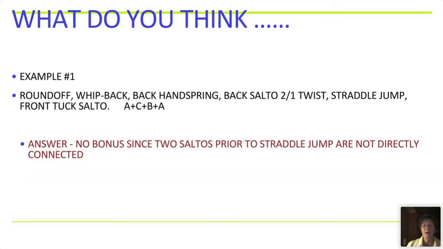Round off, whip back, back handspring, back salto, double twist, straddle jump, front tuck: A, C, B, A. You'll see here there is no bonus since the 2 saltos prior to the straddle jump are not directly connected.